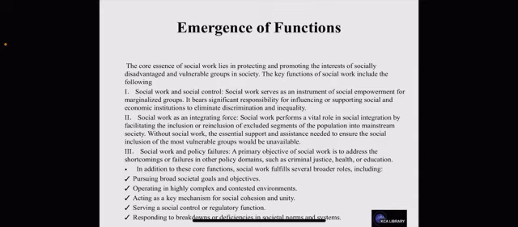In addition to these three core functions, social work has also fulfilled several broader roles, which include: one, pursuing broad societal goals and objectives; two, operating in highly complex and contested environments; three, acting as a key mechanism for social cohesion and unity; four, serving a social control or regulatory function; and the last one, responding to breakdowns or deficiencies in societal norms and systems.